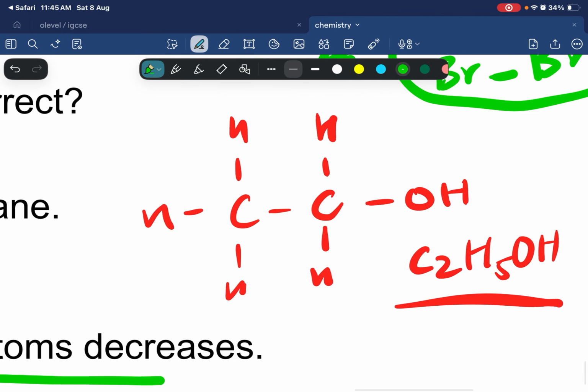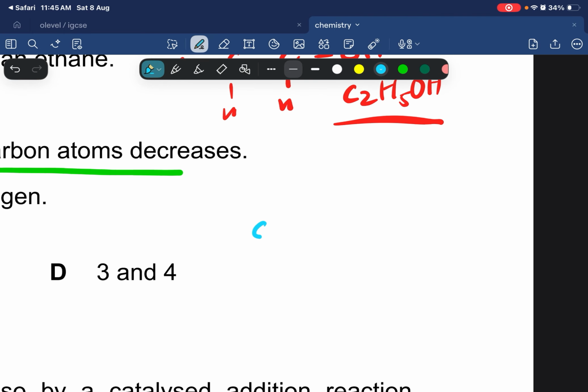The number of electrons shared between carbon atoms decreases. Okay, so first you need to realize one thing, that initially how many electrons are being shared? You have this kind of thing, right?